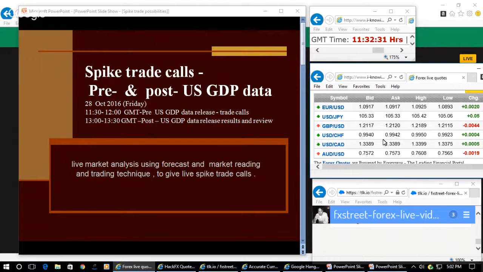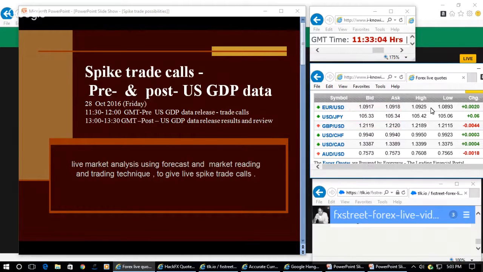Mostly when fundamental data is being released, many analysts will be looking for whether the data is going to be positive or negative to a particular currency. Since it is US GDP data, obviously it has to influence the US dollar to either become strengthened or weakened, and thereby the other majors are expected to make a strong or a weak move.